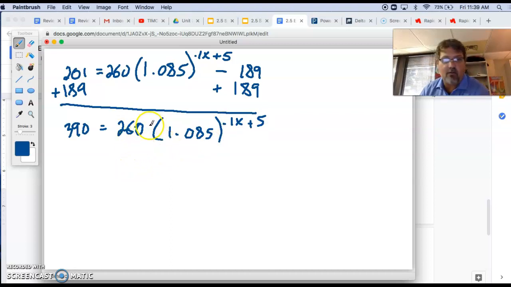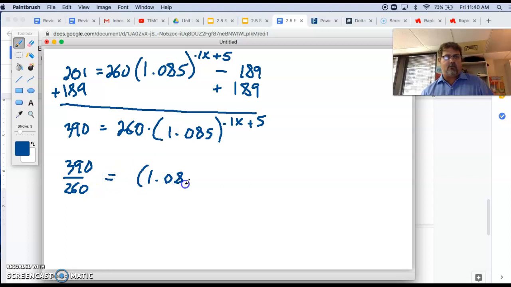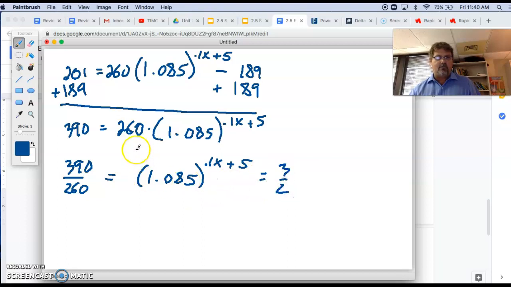And the final step here, we got multiplication here, is to divide 390 by 260. And that's going to isolate that expression like we wanted. And now we got some choices we could make here. This right here simplifies to 3 halves, it turns out. So this is actually equal to 3 halves. So there's your new equation right there, really.